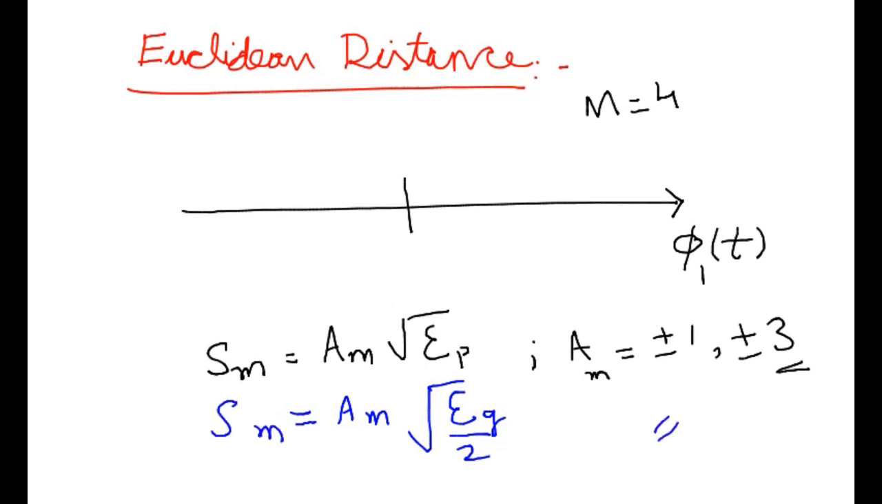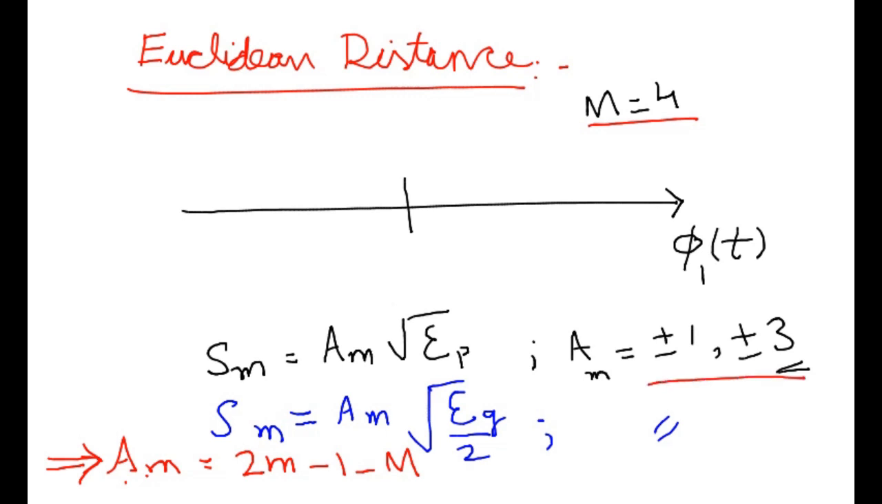So we have the same A_m. Now, for M equals 4, if we want to find out these signal points, keep in mind the expression for your A_m: A_m is 2 times m minus 1 minus capital M. So you can always substitute m equals 1, 2, 3, 4, and you can find out the values of A_m, as we did in the previous lecture. With the basis function phi 1 of t, we can identify these 4 points.